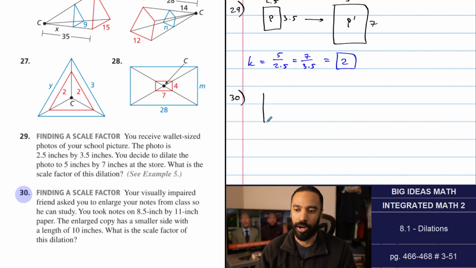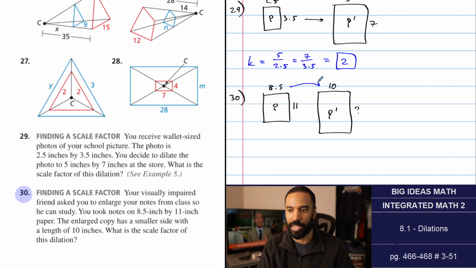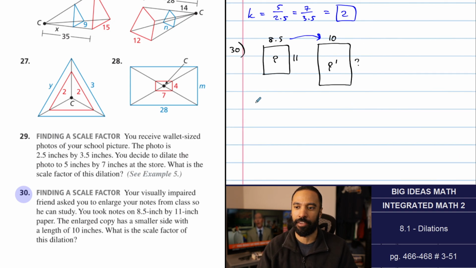Now, they aren't asking for the whole thing, but we have an 8.5 by 11. Let's call that P once again. Those are our notes as P. And in P prime, the smaller length is now 10. This is some unknown. And honestly, it doesn't matter. They're not asking you for more than that unless they do later. But we're going from 8.5 to 10. What is that scale factor? What are we multiplying by for that?